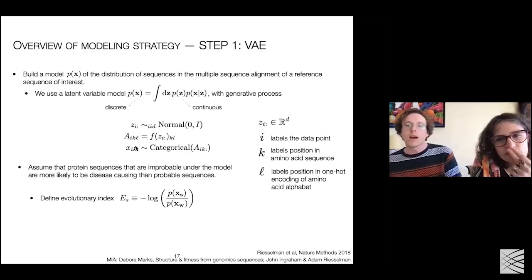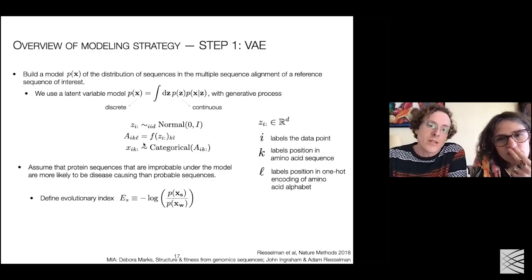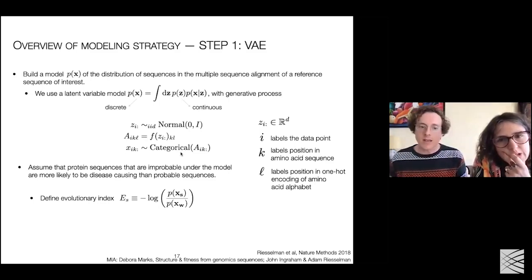So to give some intuition for what this means, if we take the special case where A becomes independent of Z, then the model just reduces to a categorical distribution that's statistically independent at each site. And this is quite nice because this is basically what these original models were, so things like SIFT. So one way to think of these models is that they're generalizing these previous methods.